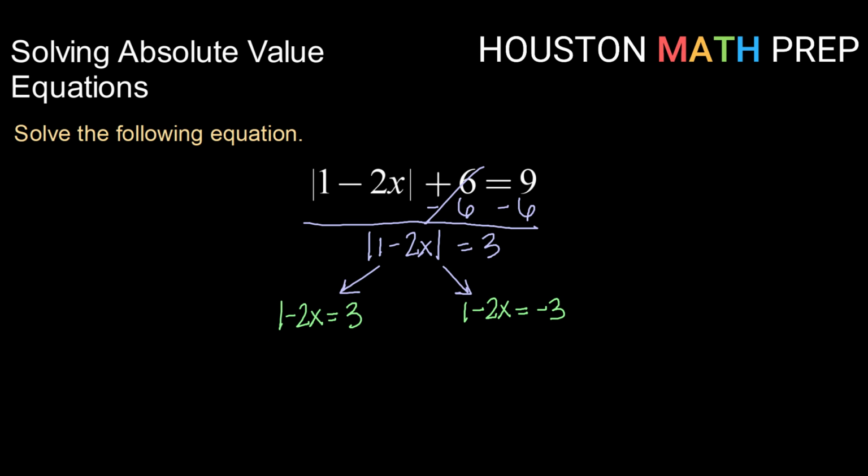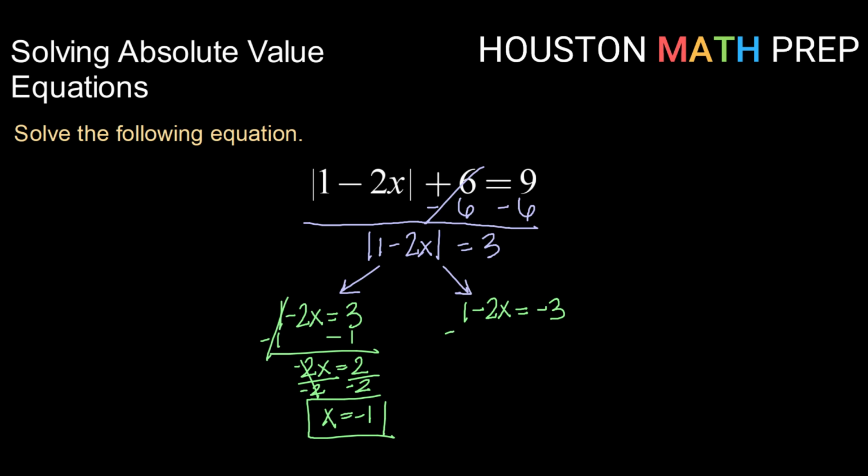Solving for x, I'm going to subtract 1 from both sides. I get negative 2x equals 2. Dividing both sides by negative 2, I get x equals negative 1 as one of my solutions.